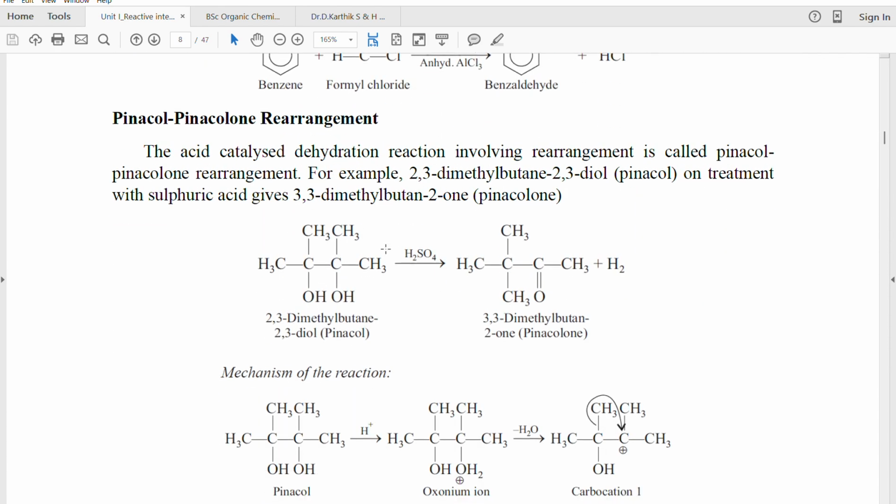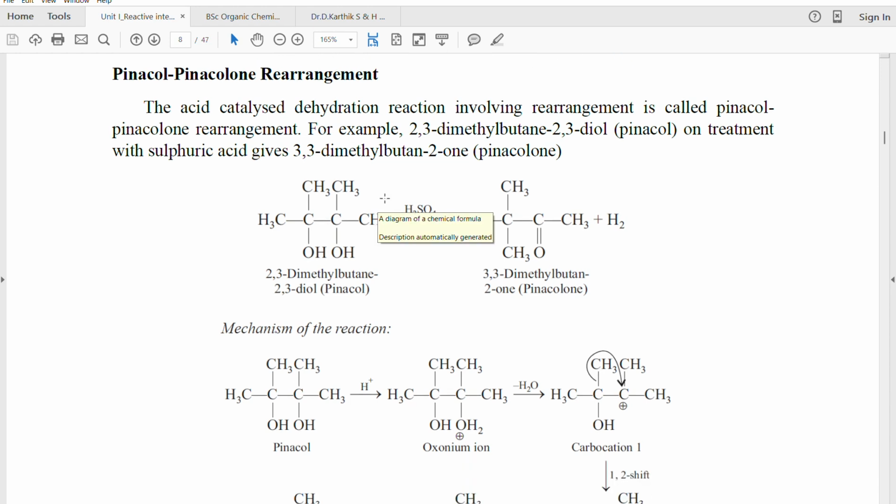Okay, so next is the pinacol-pinacolone rearrangement. This is a very, very important rearrangement. Please make a note and listen carefully. This will come in your exam. This reaction will come even after your master's, when you are preparing for your CSIR or GATE exam. That time also this is very important, this will come definitely.